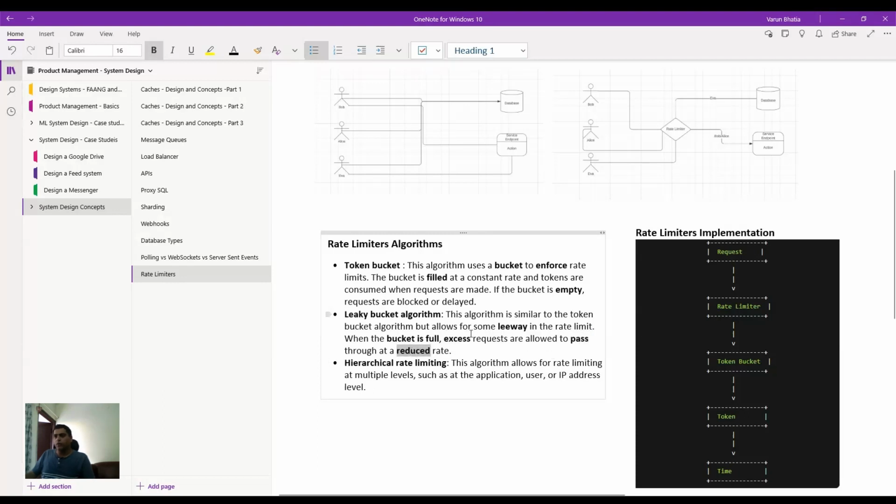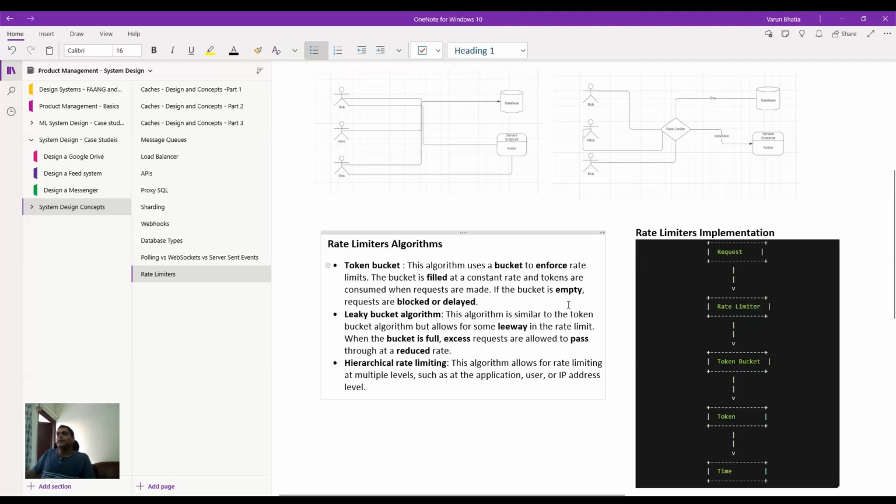What you are doing in token bucket is, if the bucket was empty, the requests were blocked completely, or let's say delayed, right? So that is the difference. So here the bucket is full, access requests are allowed to pass through at a certain rate. And here the bucket was empty, the requests are blocked out. You're waiting for the bucket to be filled in the token bucket.